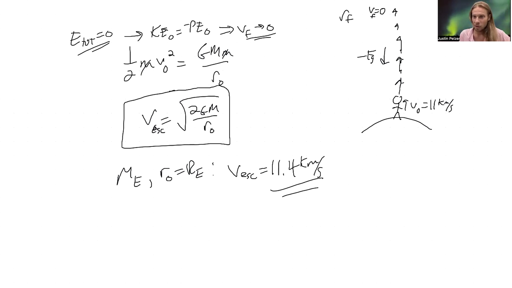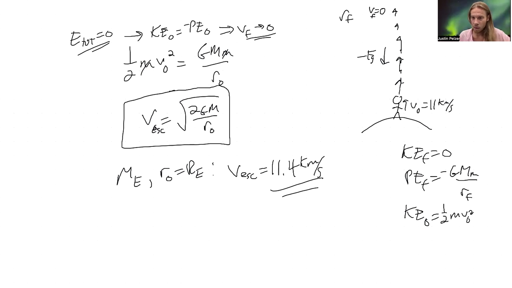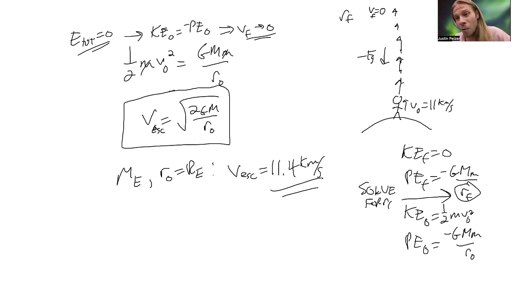My kinetic energy final will be 0. My potential energy final will be negative GMm over R final. And my initial kinetic energy, of course, is 1/2 m v initial squared, where I can plug that in. And my initial potential energy, of course, is negative GMm over R initial. All of this is known, and I can solve for this. So I can solve for how far I went off the Earth. And obviously, this is your first homework question. I'm giving you the information.